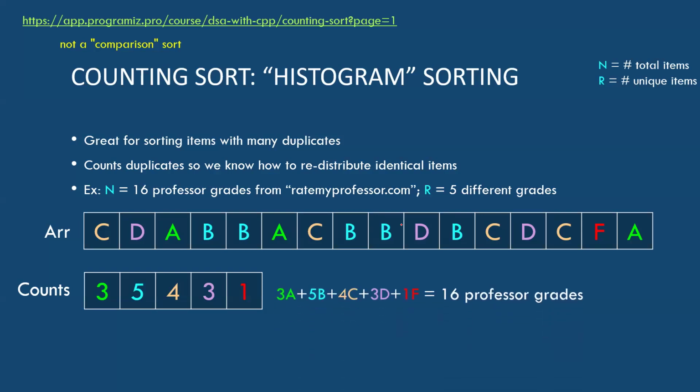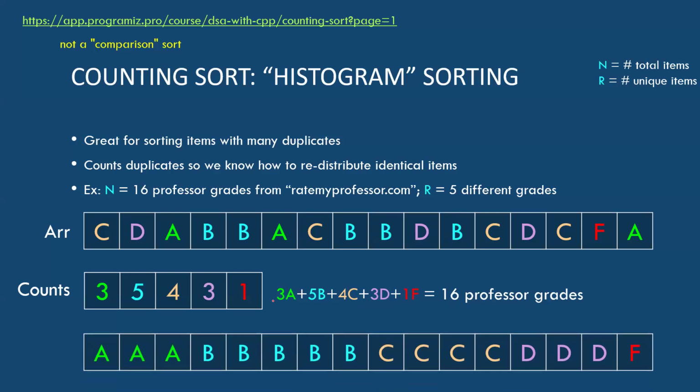So if we have 16 professor grades, it should make sense that 3 plus 5 plus 4 plus 3 plus 1 is going to be 16, right? That's the key to doing our sort: first building that frequency array and then using it to redistribute each of these things in reverse order. We'll deal with this one, then this one, then this one, and figure out where to put them in this particular array. And it is surprisingly elegant.